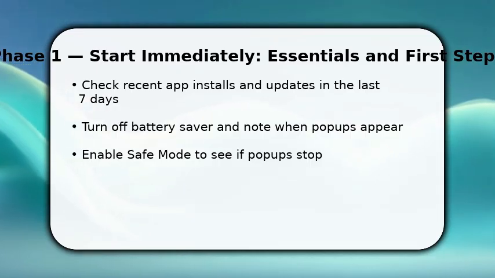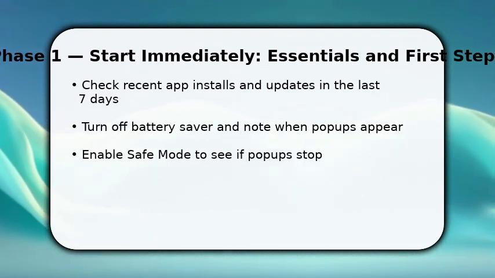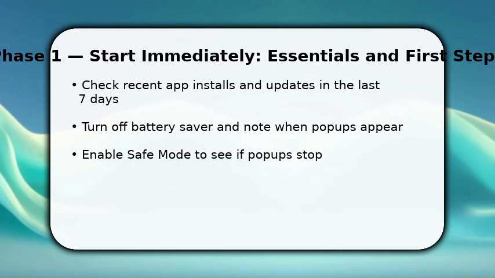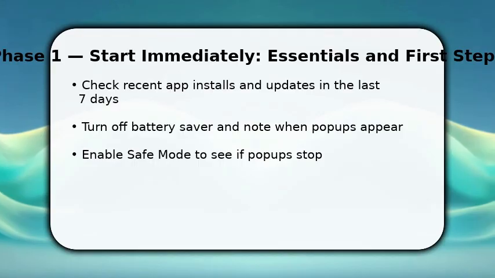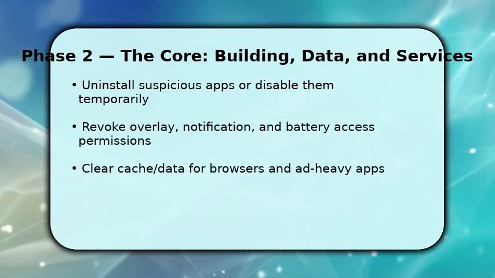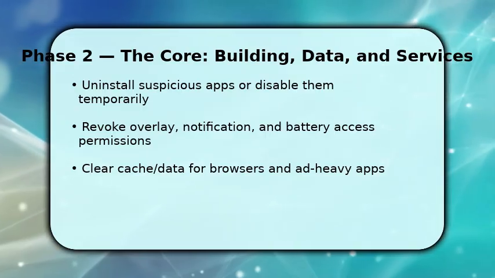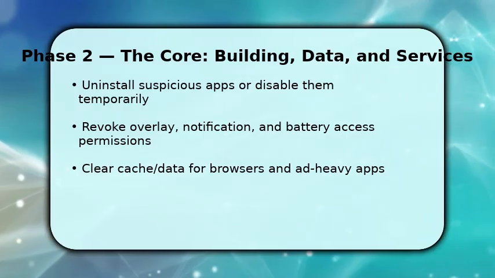While you act, keep data off or use airplane mode to limit further ad fetching, and prepare to uninstall or revoke permissions next. Now you remove reach and capability. Uninstall any suspicious apps, especially those installed just before pop-ups began. If an app is essential but intrusive, revoke overlay and notification permissions, then clear its cache and data. That often stops persistent ads.